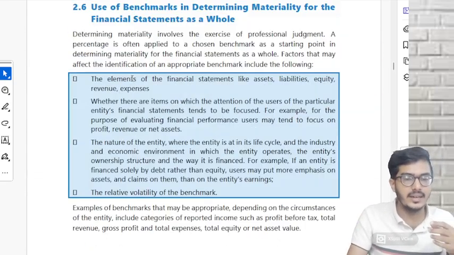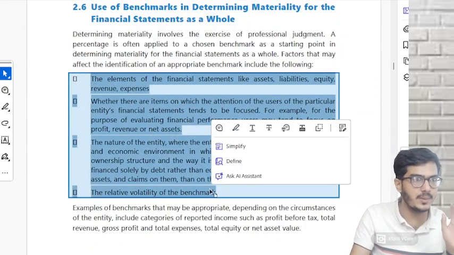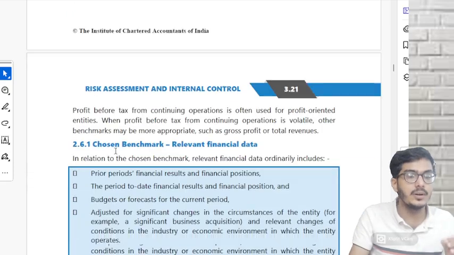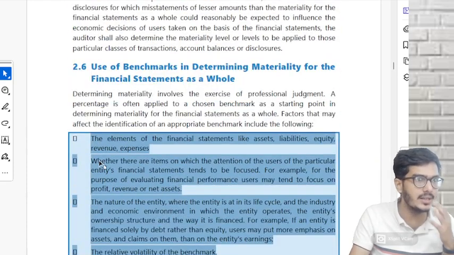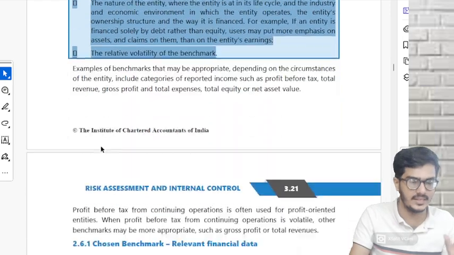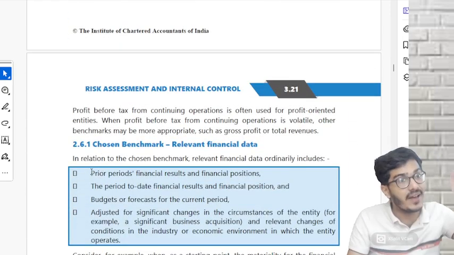Then you have decided what the factors are while selecting a benchmark. Now we're going to decide from where we can take that benchmark. Just now we decided what the factors of the benchmark are: when we can take assets, when we can take liability, when we can take profit, etc. But now we're going to discuss from where you can select that benchmark.